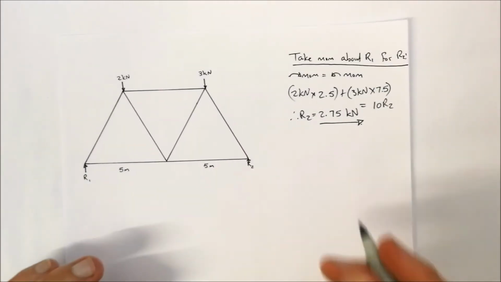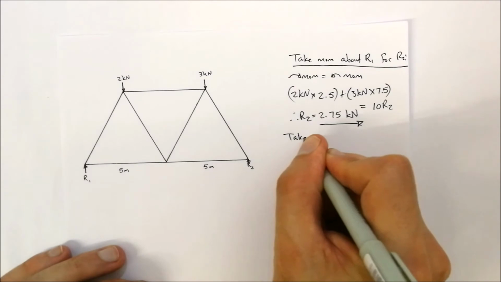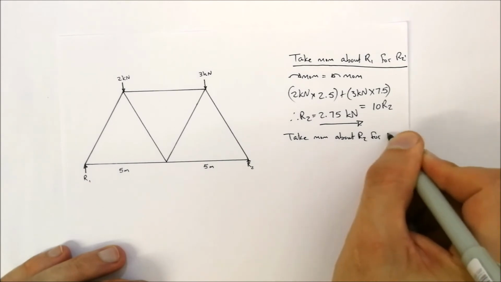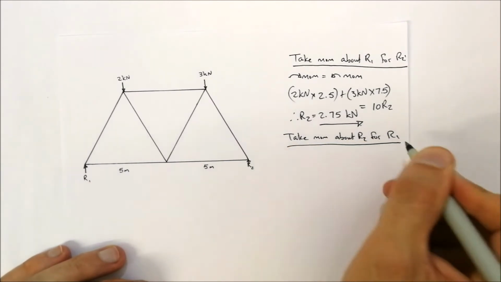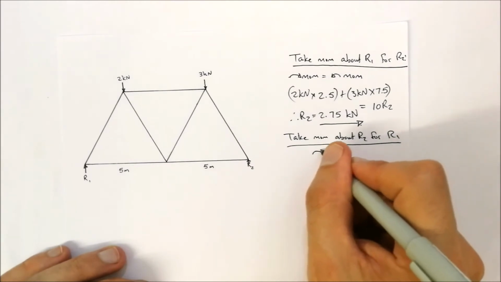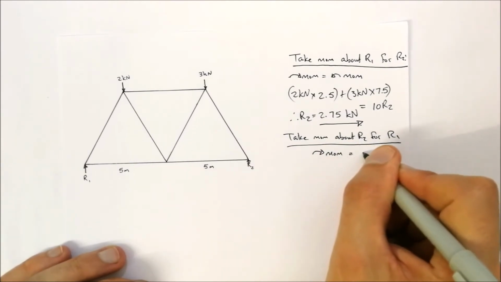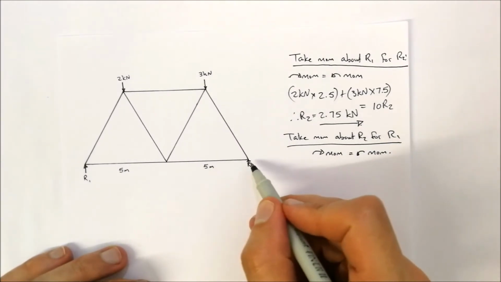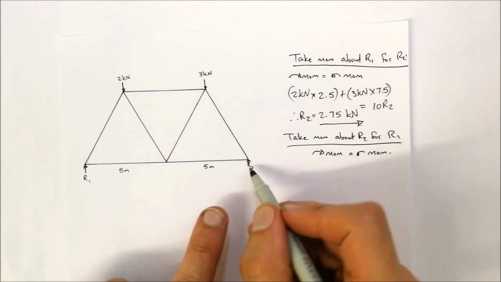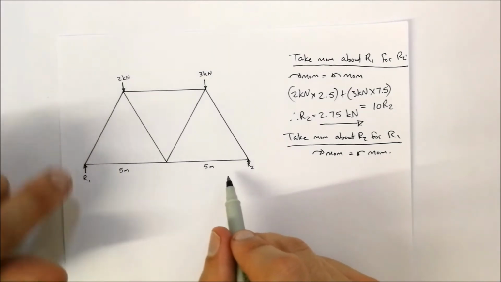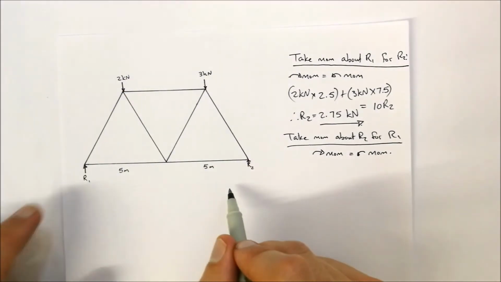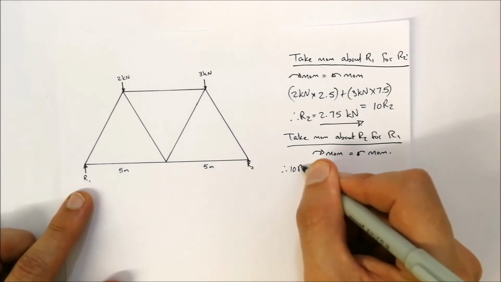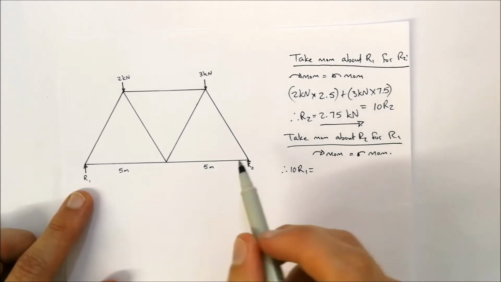Right. Now let's take moments about R2 for R1. So clockwise moments is equal to anti-clockwise moments. Again we're going to be looking at R2 as our pivot point, and we're looking at all the clockwise directions. At the moment R1 is the only force acting in a clockwise direction around R2. So that would be 10, therefore 10 R1 is equal to, and let's look at the anti-clockwise directions.